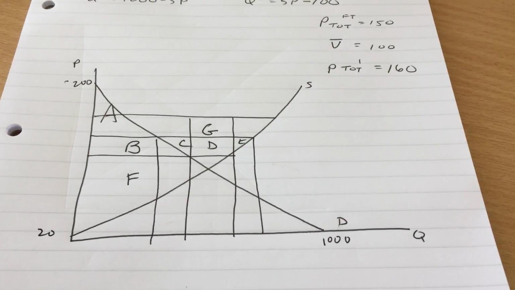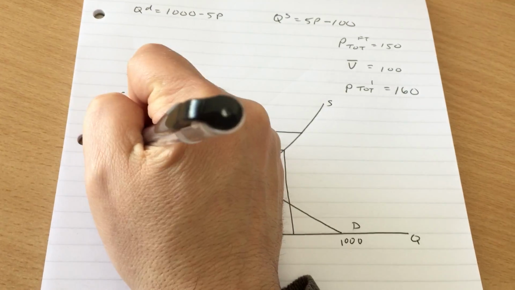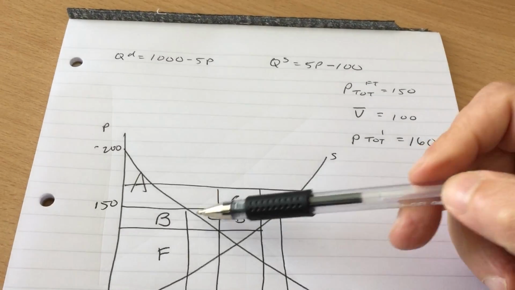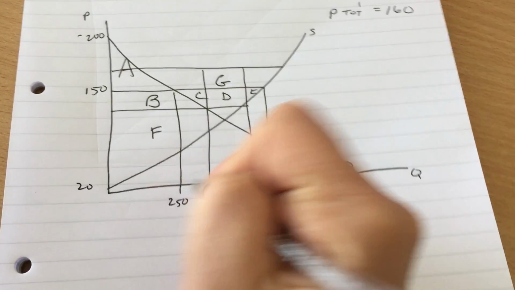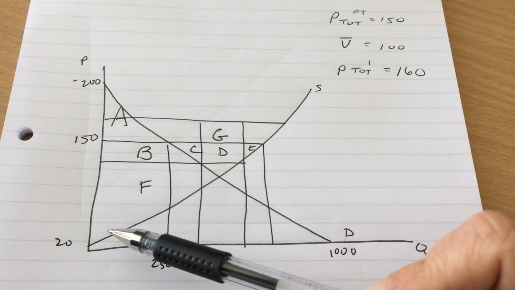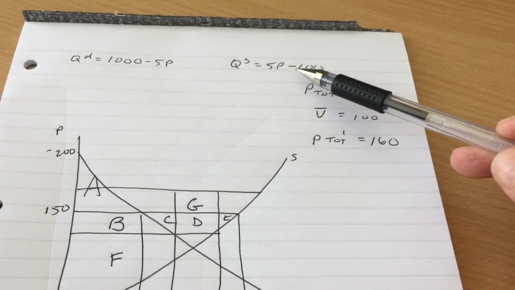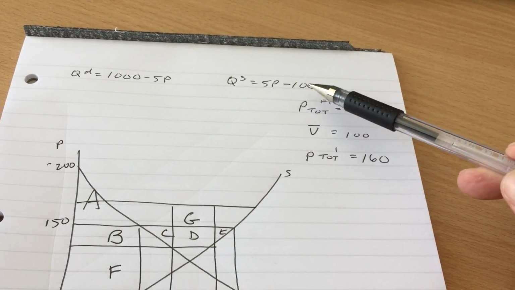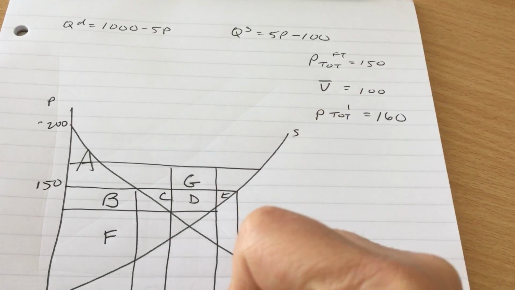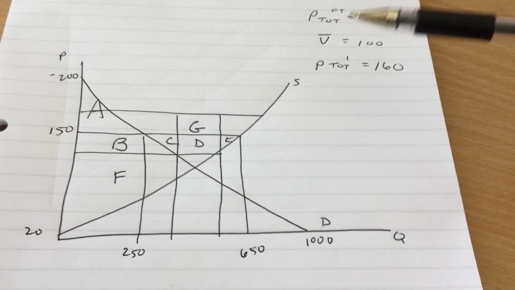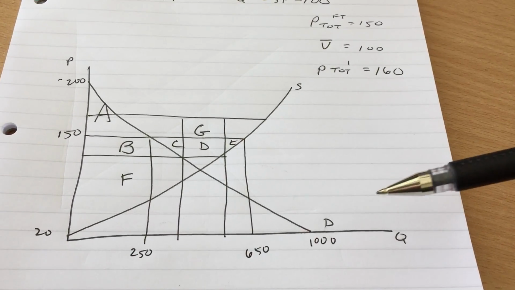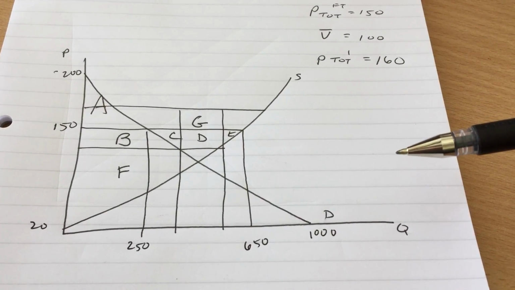So initially we start off at a free trade price of 150. So 150 into the demand curve is 1,000 minus 5 times 150. So that means we're going to buy 250 of these. How many are we making? Put that in the supply curve. 150 times 5 minus 100 means we're making 650 of these to start off with. So initially we've got exports of 400, 650 minus 250.